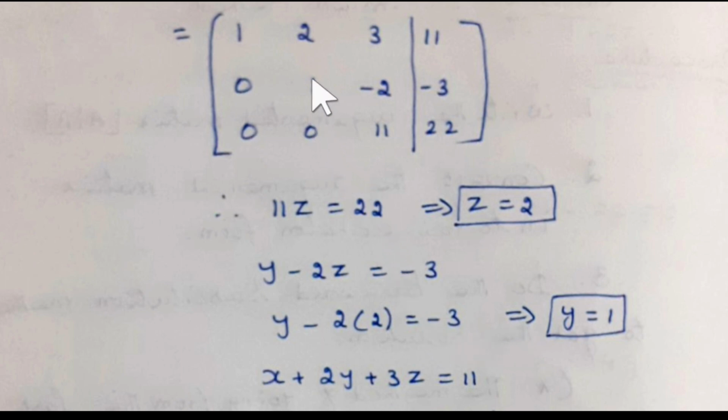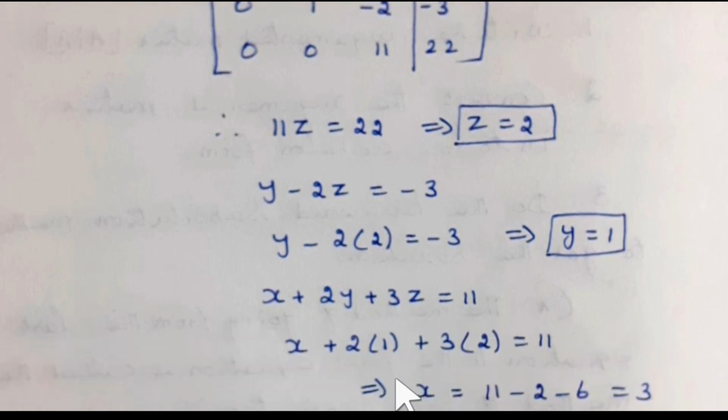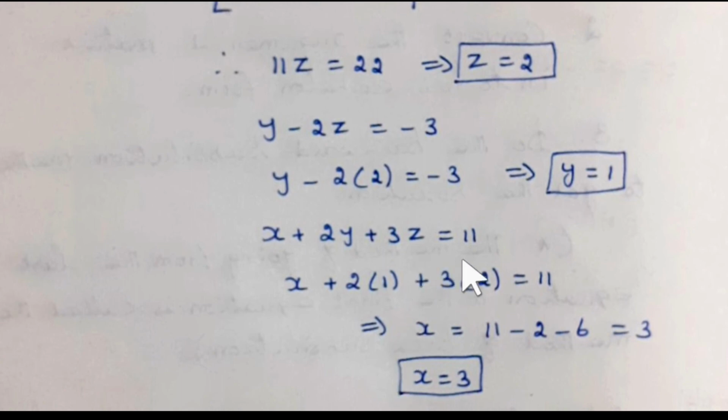So move to the next row. So here x plus 2y plus 3z equal to 11. So the next equation is x plus 2y plus 3z is equal to 11. So already we have calculated the y and z values. Substitute it to get the x value. So after substituting the y and z values, we get the x value as 3. Now the solution of the given system of linear equations is x equal to 3, y equal to 1 and z equal to 2. So this is our Gaussian elimination method.